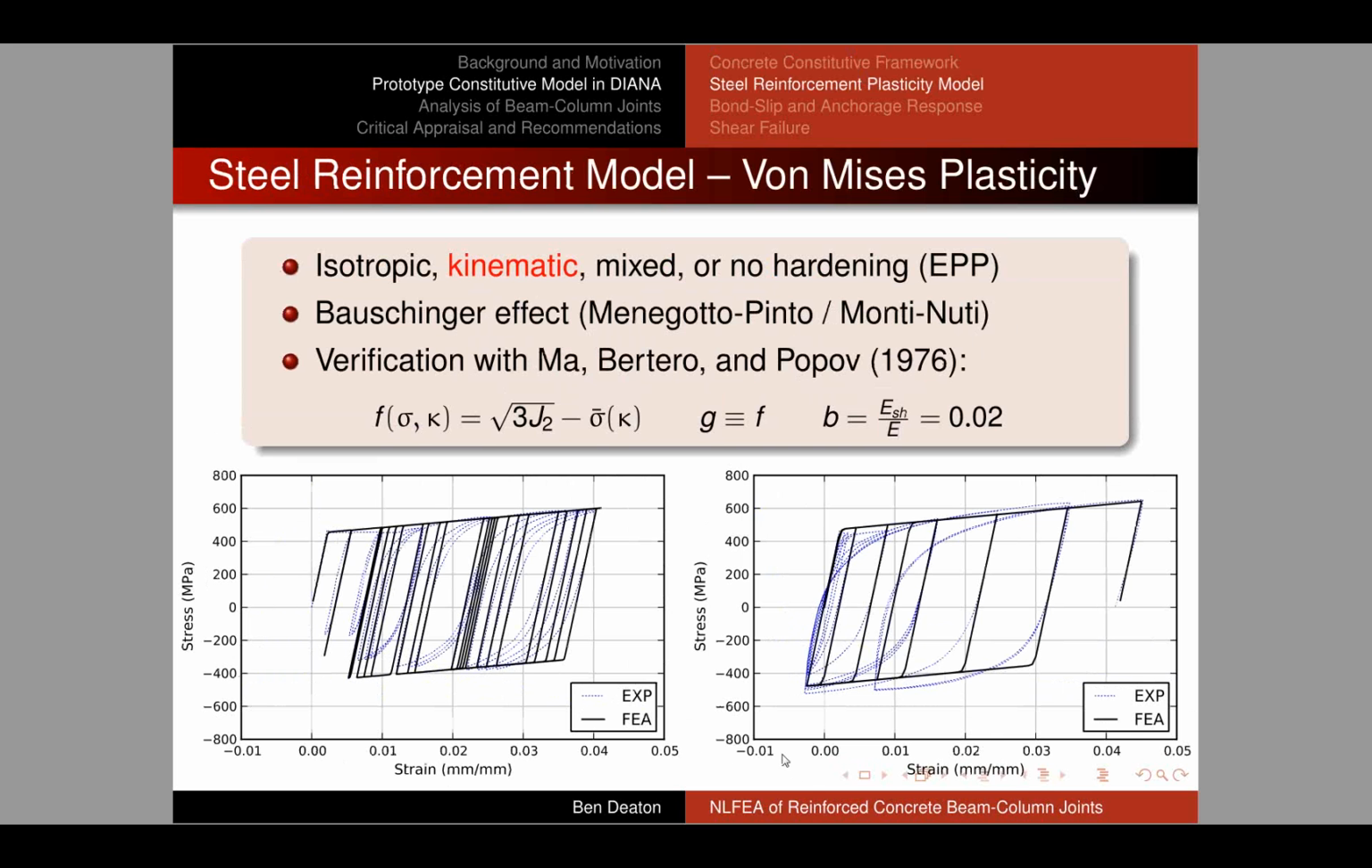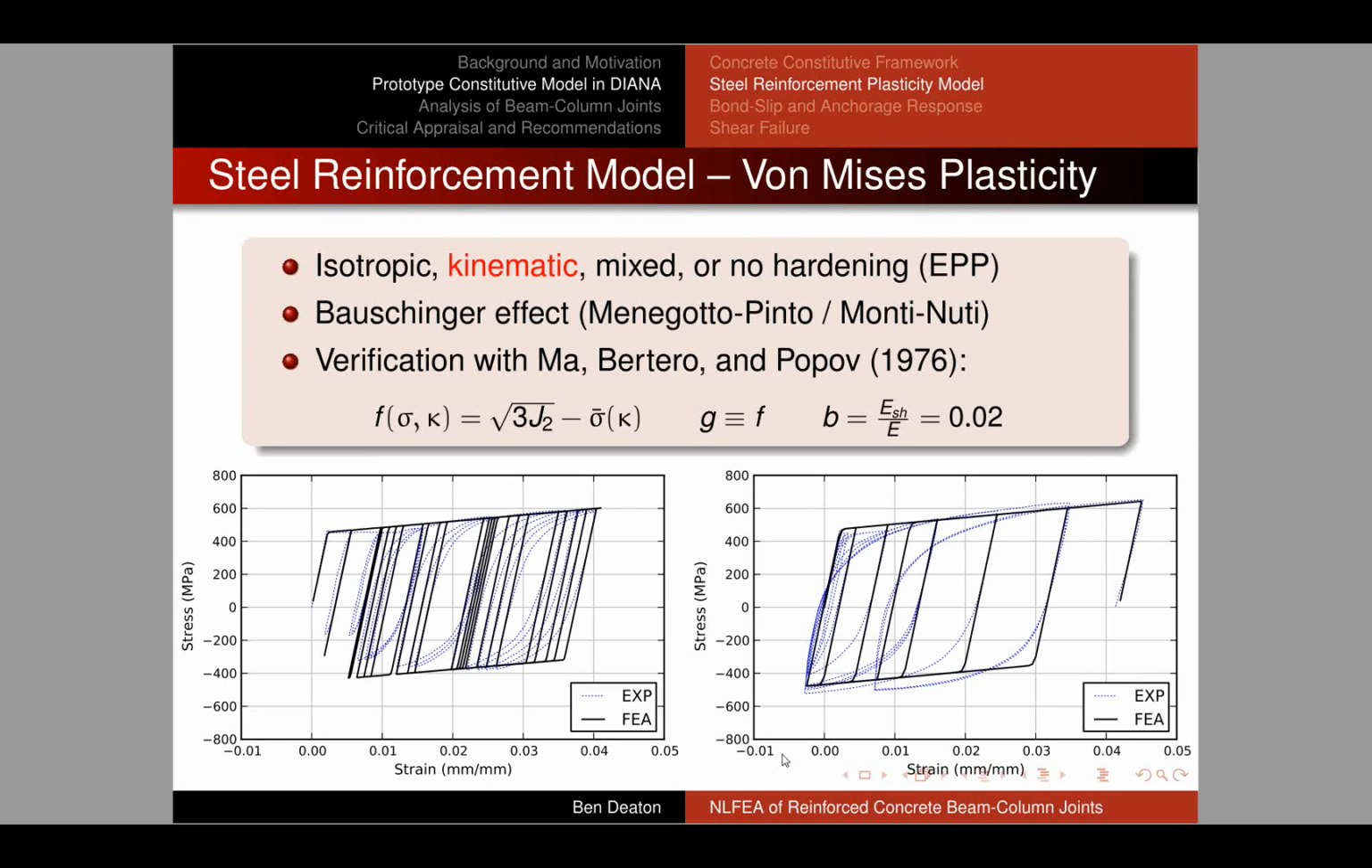Let's talk about the steel model. I chose a fairly simple model, von Mises plasticity. In Diana, this is available with either isotropic, kinematic, or mixed hardening. And I chose kinematic hardening based on our experimental validation. It seems to show the best agreement with the type of data we see in tests of reinforcing bars. Note that in Diana, you can also use some more sophisticated models that account for the Bauschinger effect, like the Menegotto-Pinto model or the Monti-Nuti model.